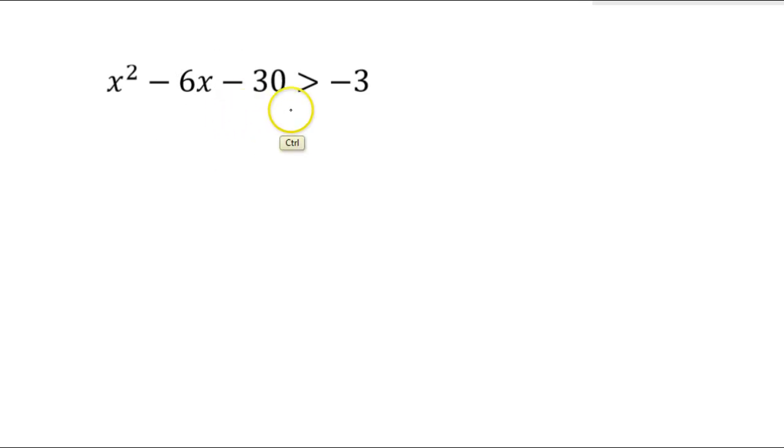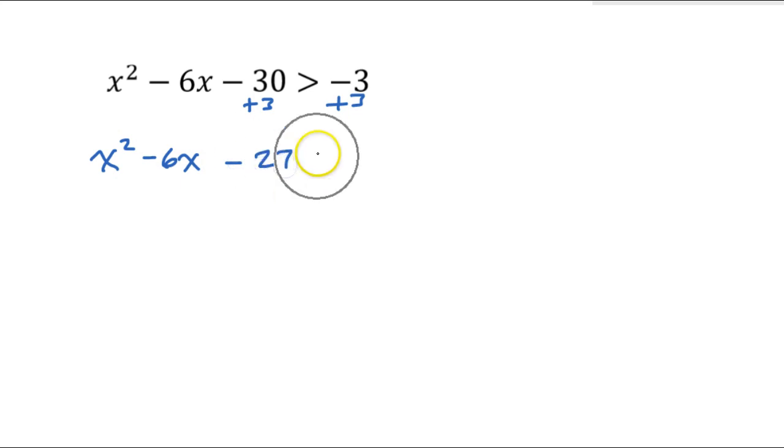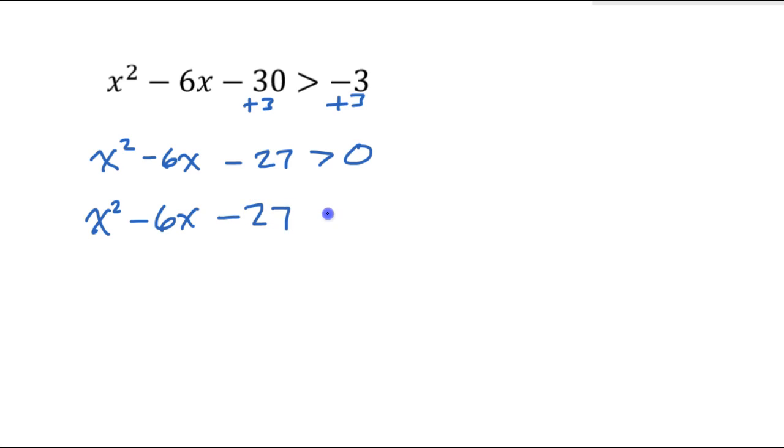The first thing you need to do is solve the related equation. Okay, so actually, first I'm going to get 0 on one side. So obviously if I were to add 3 to both sides, I would have x squared minus 6x minus 27 is greater than 0. Now, the related equation is x squared minus 6x minus 27 is equal to 0. We're going to solve this equation. That's going to give us the critical values that we need, and then we'll go from there.